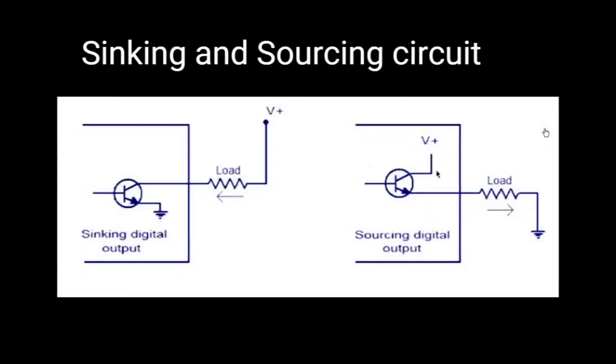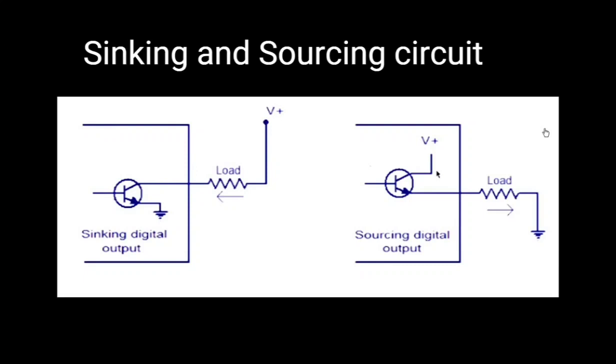Moving on. So this is the sourcing and sinking circuit. What is sourcing and sinking? Sink and source are terms used to define the flow of direct current in an electric circuit. A sinking input or output circuit provides a path to the ground for the electric flow. Then the sourcing circuit is where the input or the output provides the voltage source for the electric flow. Moving on.